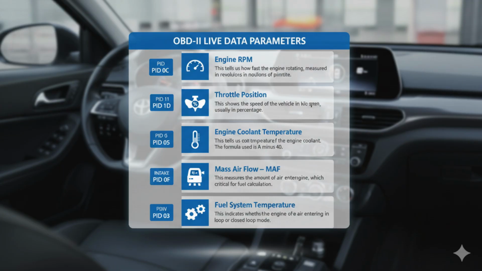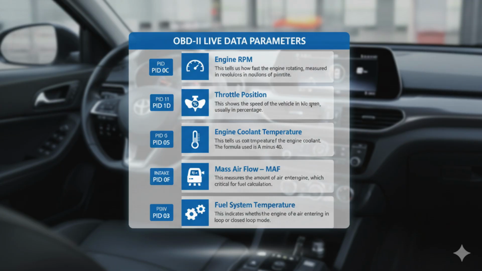Engine coolant temperature, PID 05. This tells us the temperature of the engine coolant. The formula used is A minus 40. Mass airflow, MAF, PID 01. This measures the amount of air entering the engine, which is critical for fuel calculation.